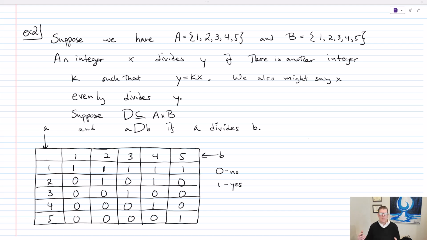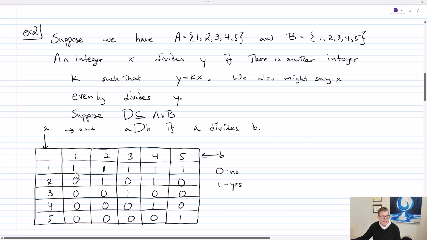So let's suppose that we create a relation to describe this division. Suppose we call it D, and D is a subset of A cross B, and A D B if A divides B. What we'll do is construct a table in order to show what the different members of this relation are. I'll have all of my A's in my rows, and all of my B's in my columns.